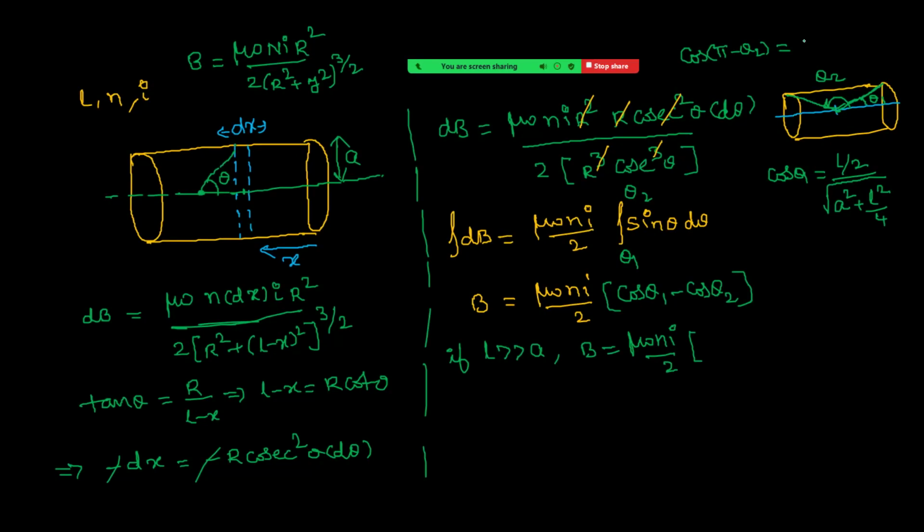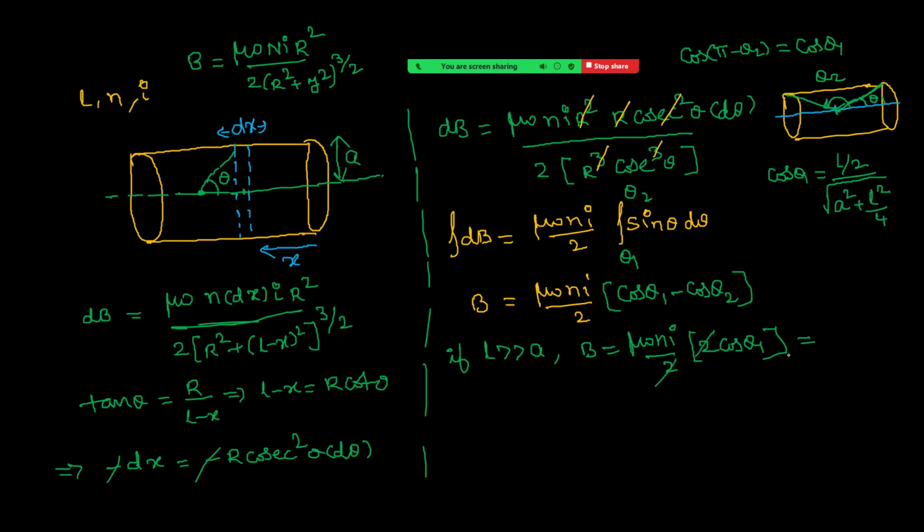That means this is equal to cos theta 1. Okay. That means cos theta 2 is equal to minus cos theta 1. Right. That means cos theta 1 minus cos theta 1 becomes 2 cos theta 1. So I hope you got the calculation part here.